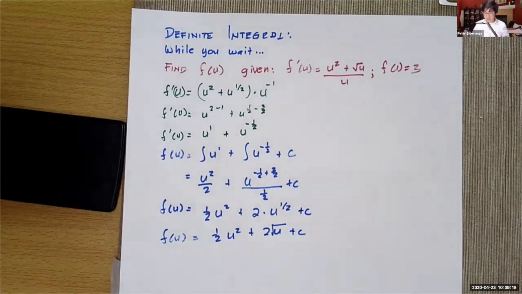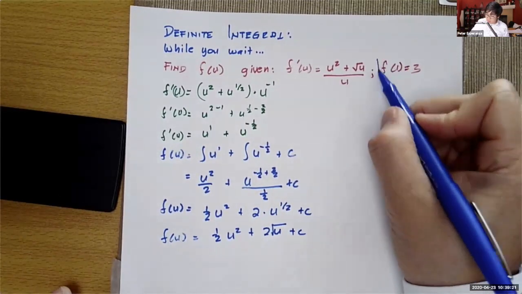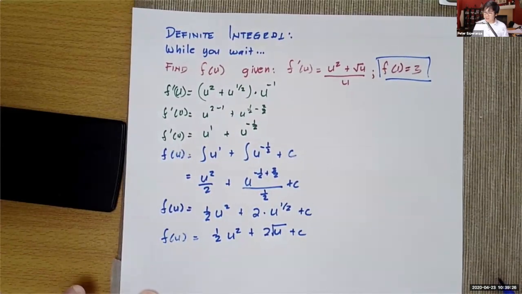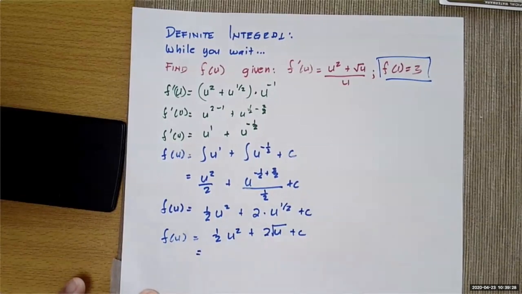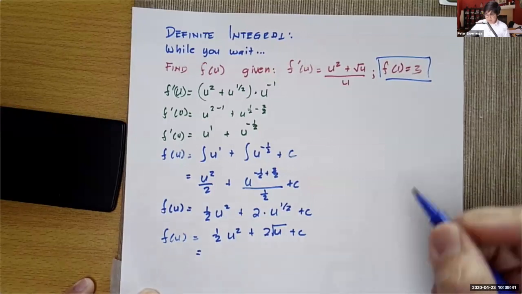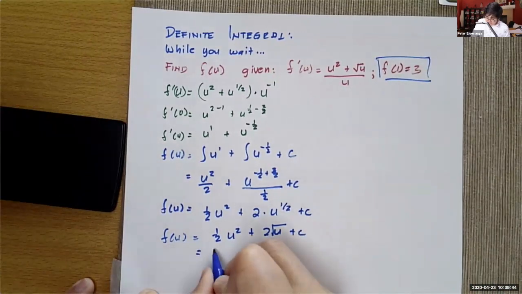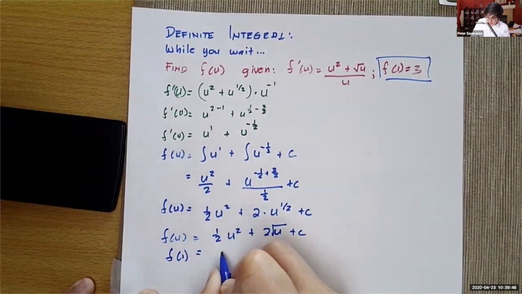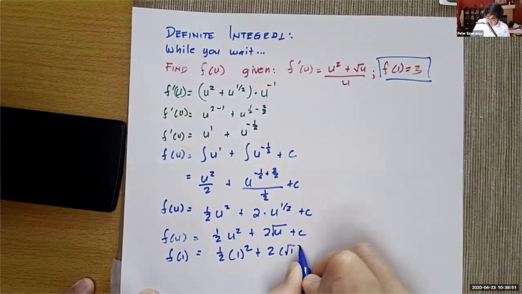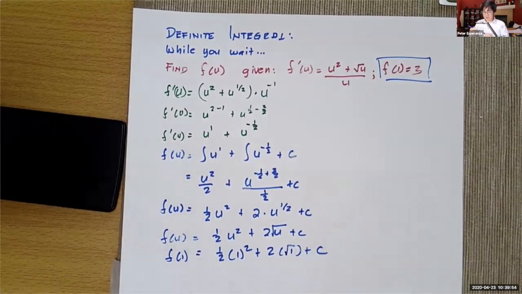That is our f of u, but we know that f of 1 is equal to 3, so we're going to apply that to our function. Excuse me, I'm trying to work and do this at the same time, but I am wrong. Where are you at right now? Let's continue. We have 1/2 times 1 squared plus 2 square root of 1 plus c, right? This is our equation.